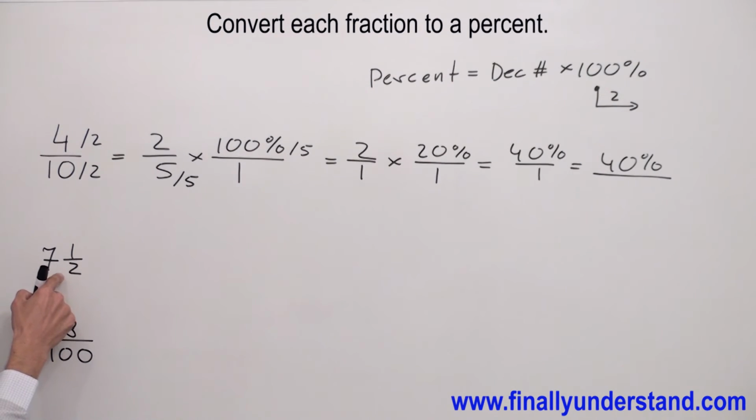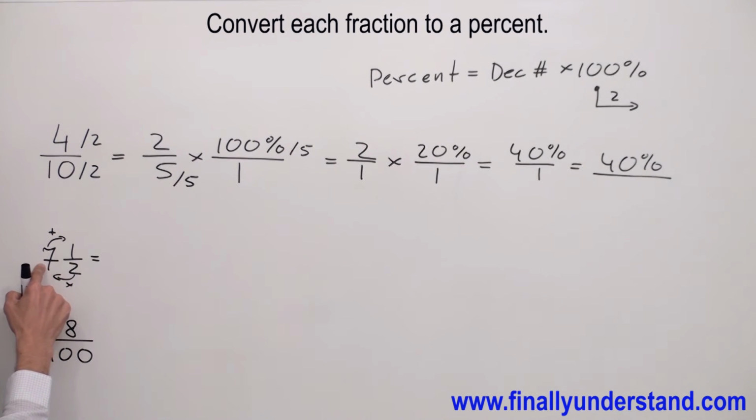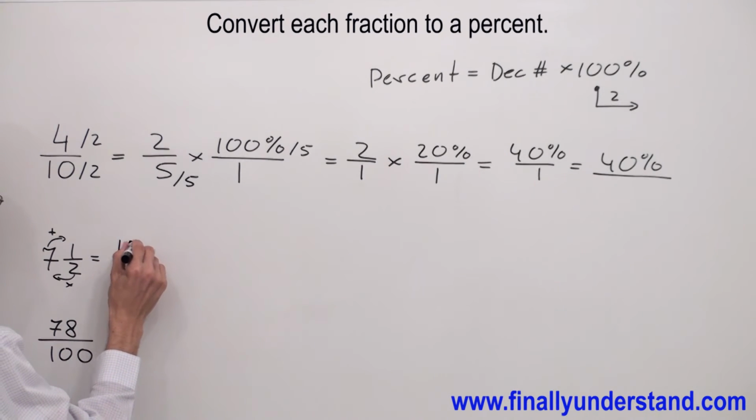Let's convert a mixed number to a percent. Okay? The very first thing you're supposed to do, you have to convert the mixed number to an improper fraction by multiplying the denominator by the whole number, and the result you have to add to the numerator. So in this case, I'm going to have 2 times 7 is 14 plus 1 is 15.